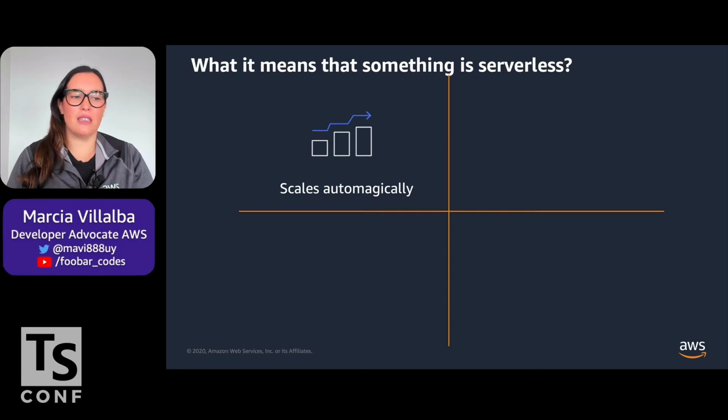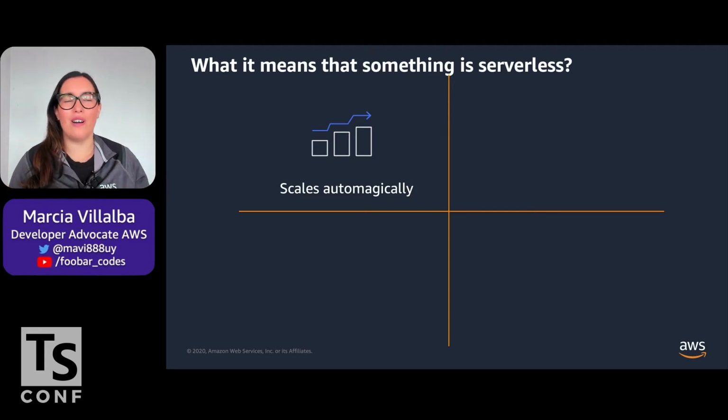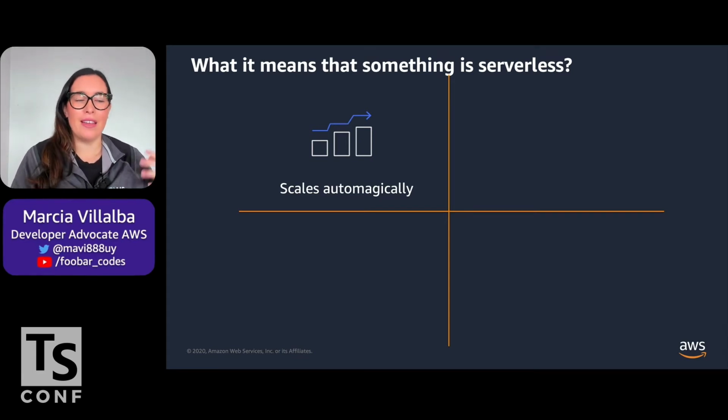So I said serverless is the easiest way to get into cloud computing. So what does it mean that something is serverless? Well, for something, a component or a service, to be serverless, it needs to fulfill these 4 promises. First one, it needs to scale automatically, so you don't need to worry about how much traffic you are going to have, how big or how small your traffic is going to be. The service will adapt automatically to the amount of traffic. That's why I was saying that this is a really easy way to get started.